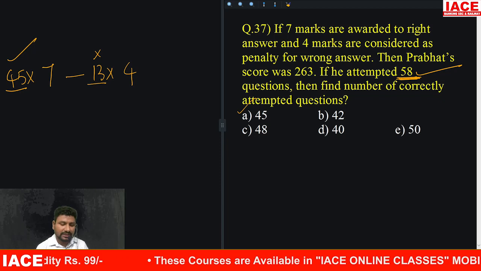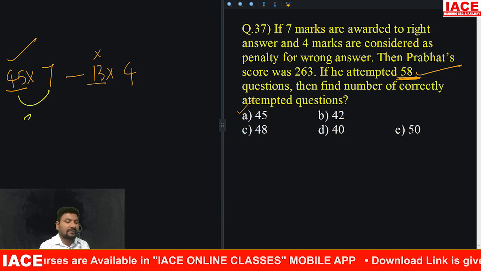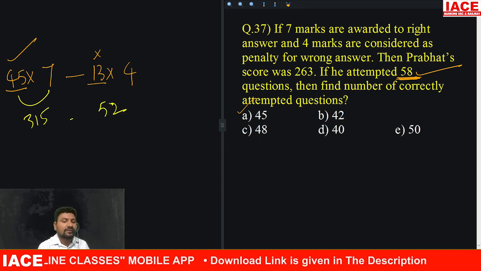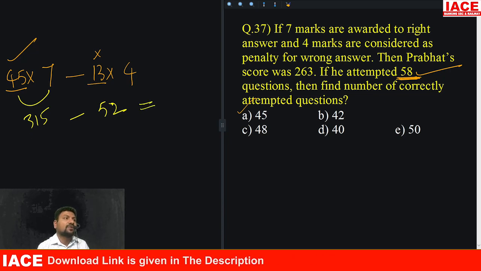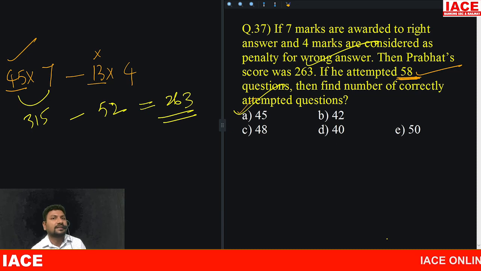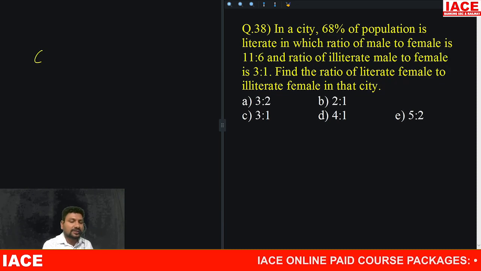58 questions. Check it. 45 into 7. 7 40s are 280, 7 5s are 35. It is equal to how much? 315. 13 4s is how much? 52. Out of the attempts, wrong question marks will always be removed. 315 minus 52 is 263. It matches the 263. Then which option is right? Option A is right.